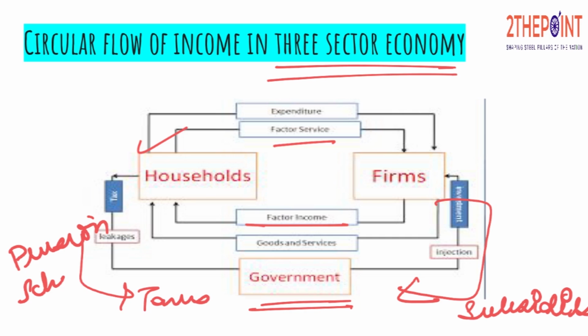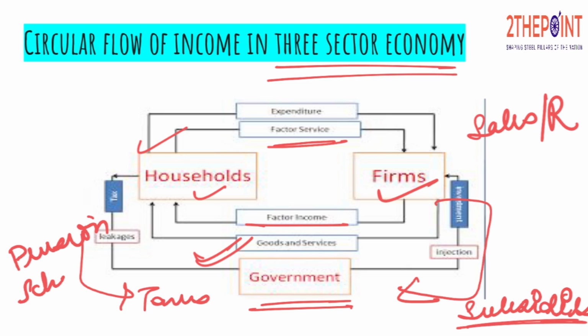All the money earned or received as factor services is being spent on goods and services, and the firms make sales and revenue out of it. The only change is that the government sector is present now, which charges taxes from both the households and the firms, and with the taxes collected, it channelizes them as transfer payments, that is, scholarships and pensions to households and subsidies to the firms.